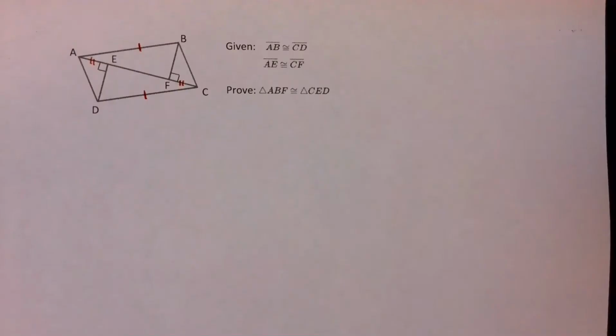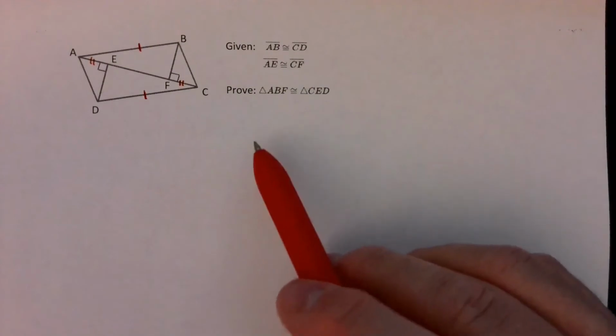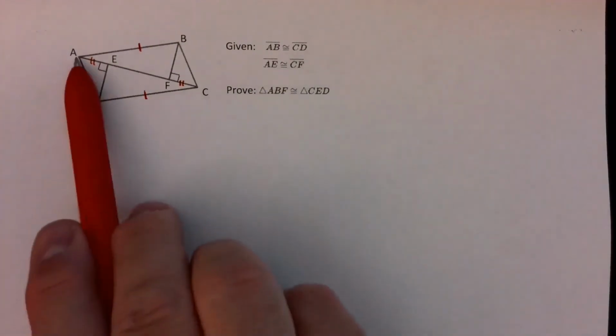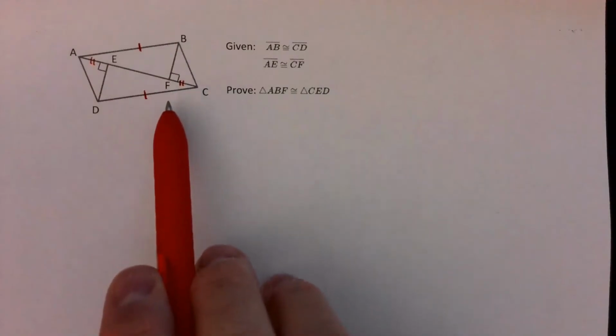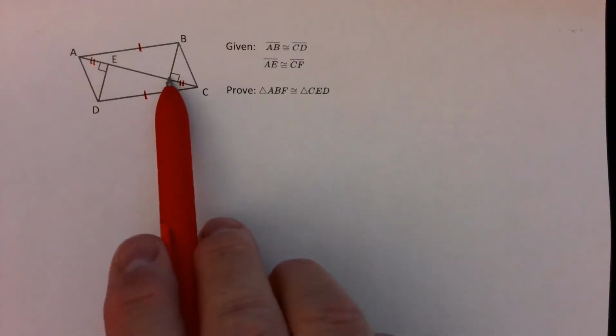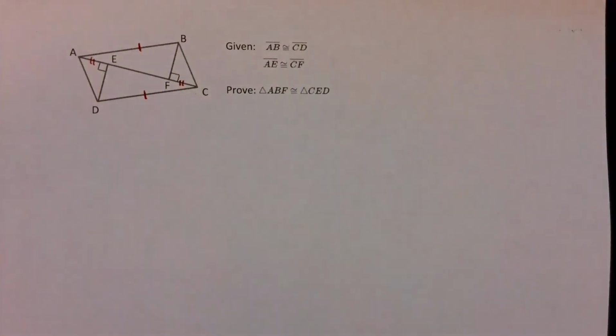And now, what am I trying to prove? I'm trying to prove that the triangle ABF, so A, B, F right here, is congruent to triangle CED. So that's what I'm trying to prove. Now, how am I going to get there? This is where I'm going to start thinking out my process.